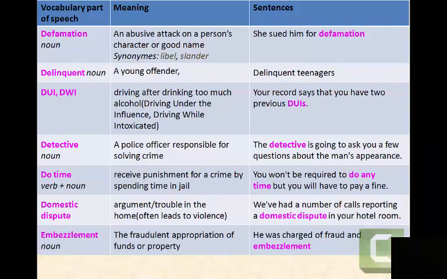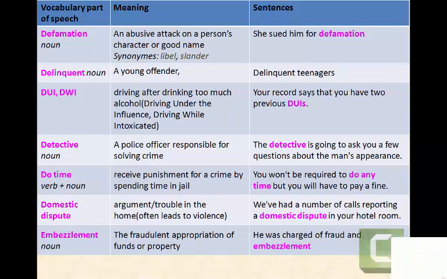We have two acronyms here, DUI and DWI. Both mean driving after drinking too much alcohol. The first acronym is, in full, driving under the influence. The second is driving while intoxicated. Example, your record says that you have 2 previous DUIs.